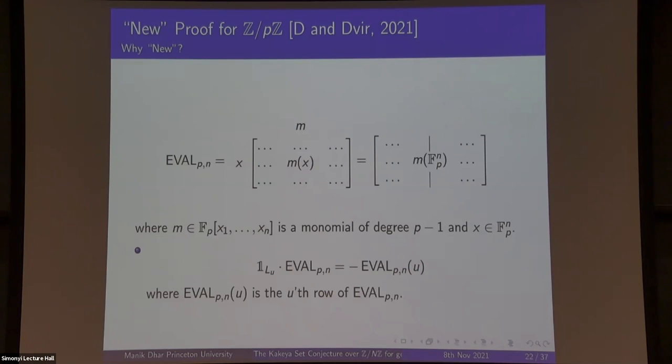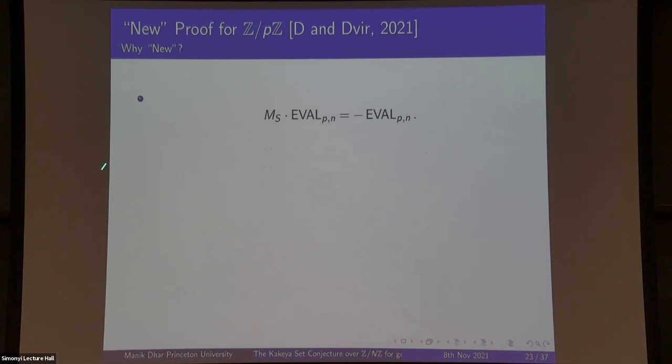Okay. So I'll not be proving this, but you can do this as an exercise. It's not that hard. Okay. So this thing will now say the matrix of lines times eval is just the negative of eval, because each of the directions will just give you each of the rows here. Okay. So it turns out eval also has a high rank.